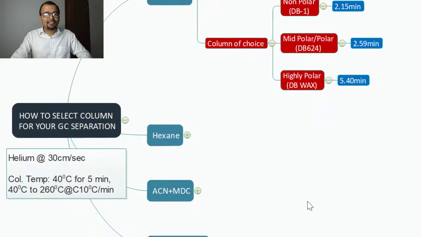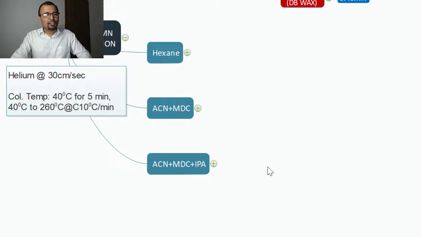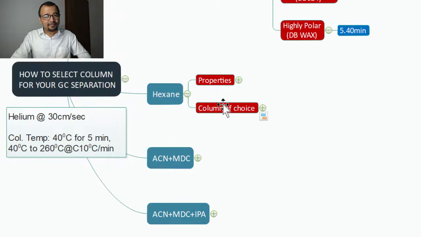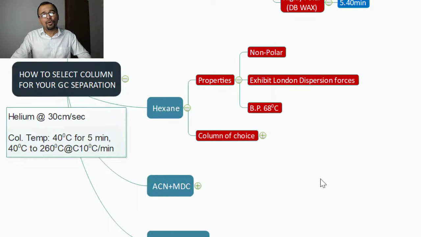Let us talk about the second compound, that is hexane. So what is the property of hexane? Right, hexane is a non-polar compound, and because of that, the retention of all non-polar compounds gets governed by the London dispersion forces. The interaction of all non-polar compounds will be strongly governed by the London dispersion forces. The boiling point of hexane is 68 degrees Celsius.